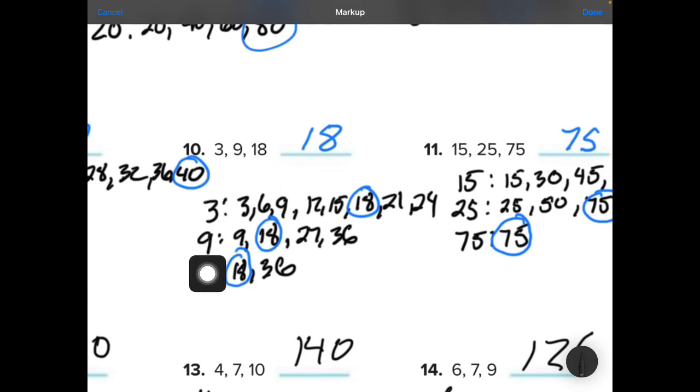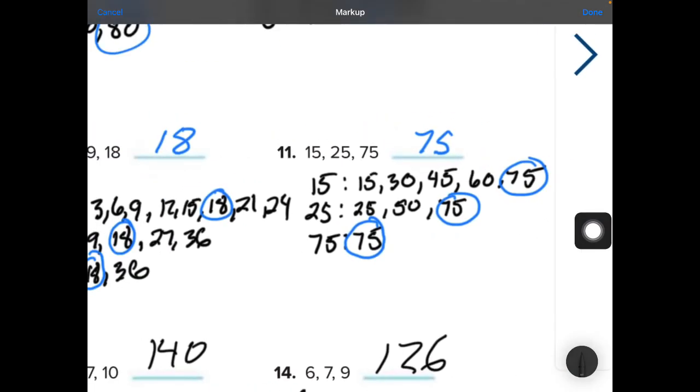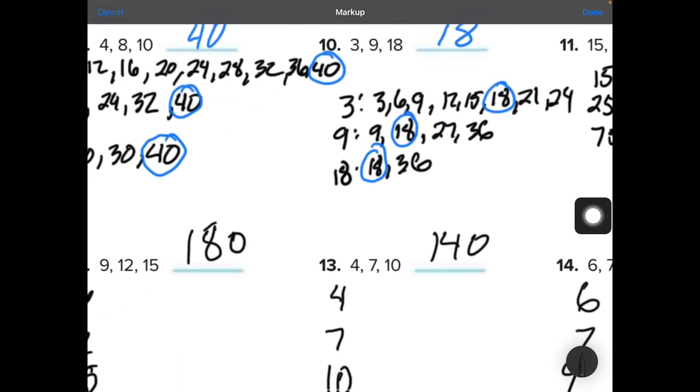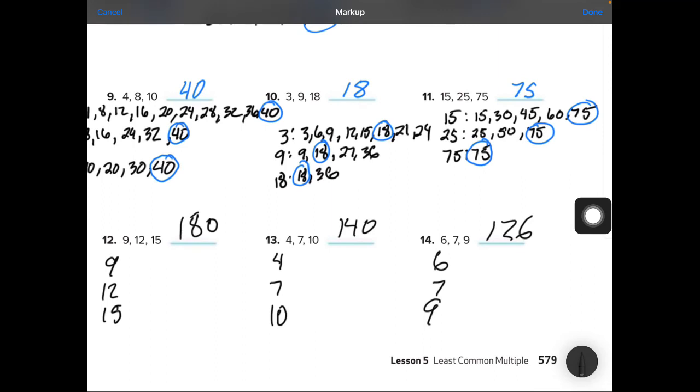Number 10, 3, 9, and 18 are your common multiples. 3 and 9 are on your times table chart. However, 18, you'll have to use your calculator just for a little bit, because 18 is going to be your common multiple. 11, we have 15, 25, and 75. They're not too bad. 15, you can skip count by 15. 25, think of quarters. 25, 50, 75. And 75, you just have to go to 75 because then that is your common multiple.